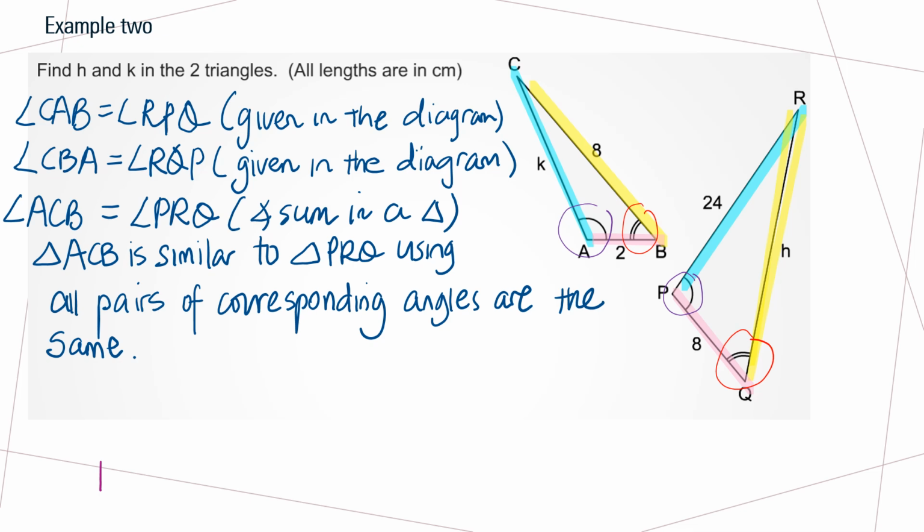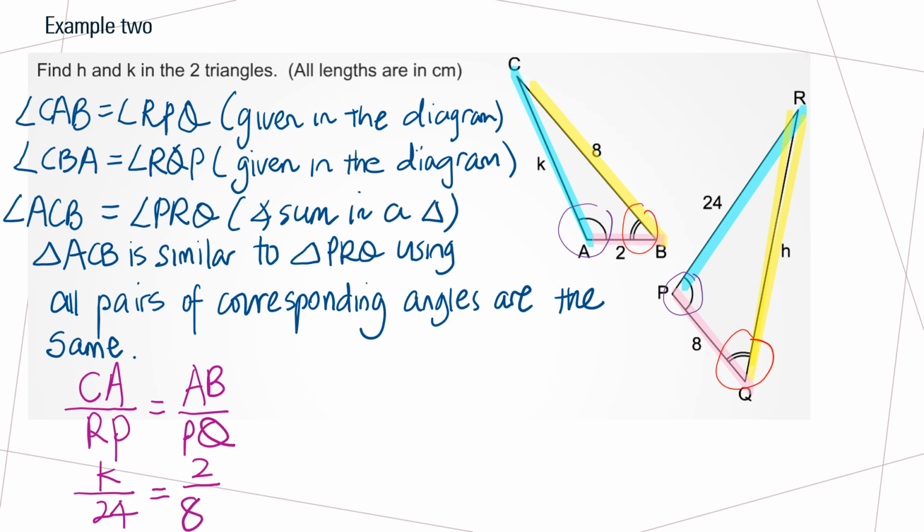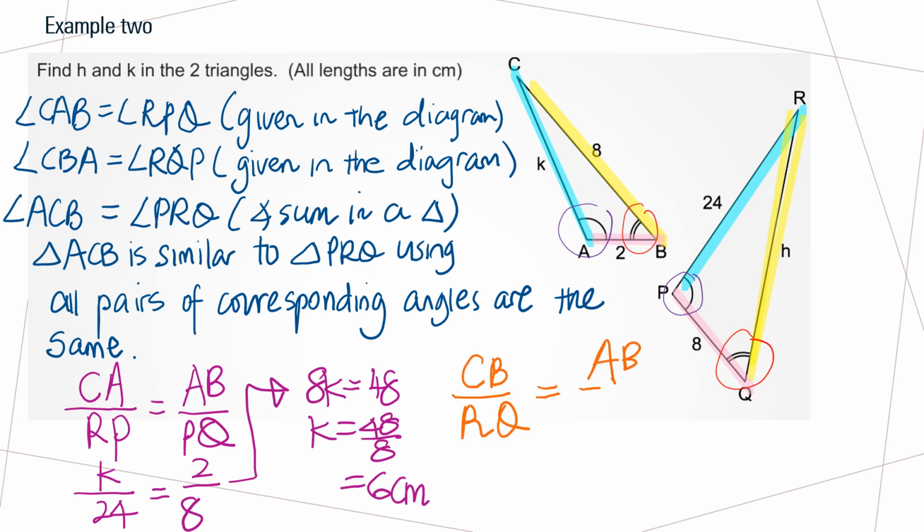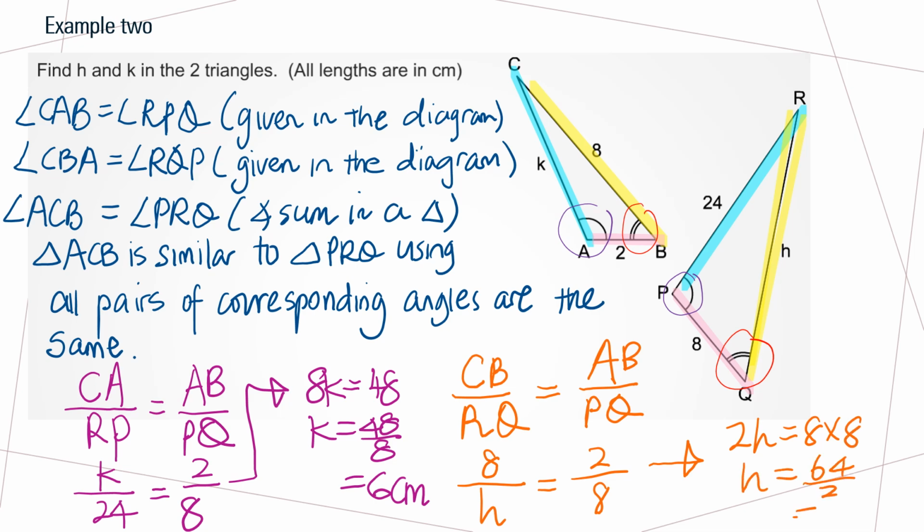Once you know these two triangles are similar, we can compare the ratio of the corresponding sides. The blue compared with the blue, and then the pink, AB over PQ. We do a cross multiply and you get K equals 6 cm. Then we compare the yellow with the yellow, and then AB with PQ. Do a cross multiply again, and you end up getting H to be 32 cm. That's how you find the unknowns H and K.